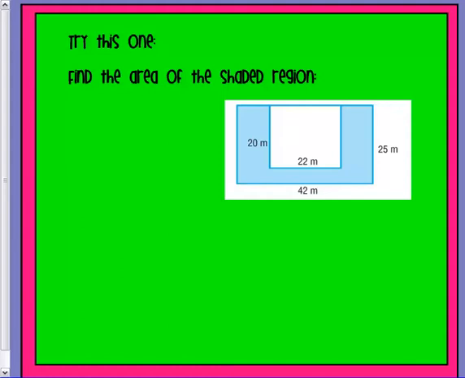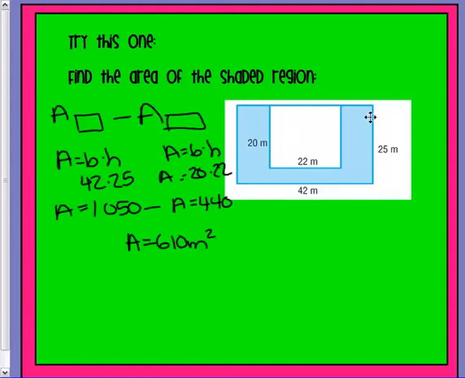Okay, here's my work. I took the area of the bigger one first and I got 1,050. And then I took the area of the second one and I got 440. And I know that I'm taking the bigger one minus the smaller one. And so I get 610. And these are meters squared.